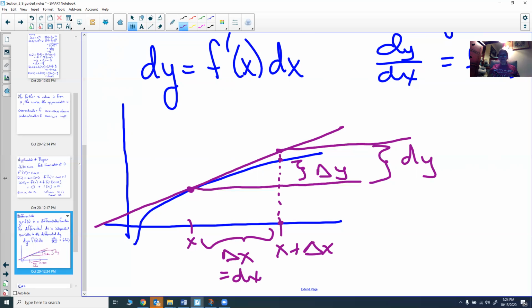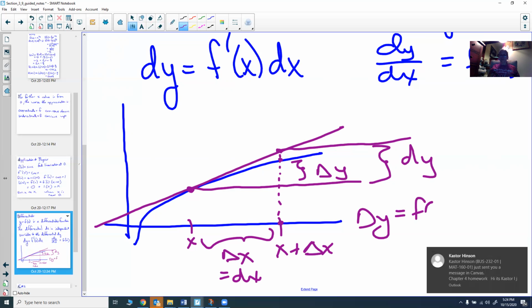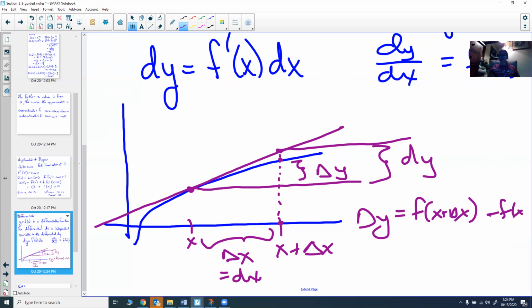So we can actually see that delta y, which is again equal to f of x plus delta x minus f of x, that's what delta y is equal to. dy is approximately equal to that. So delta y is approximately equal to dy. And that's where we can get into these differentials and what we can use them for. So let's do an example with differentials. Show you what this is talking about.